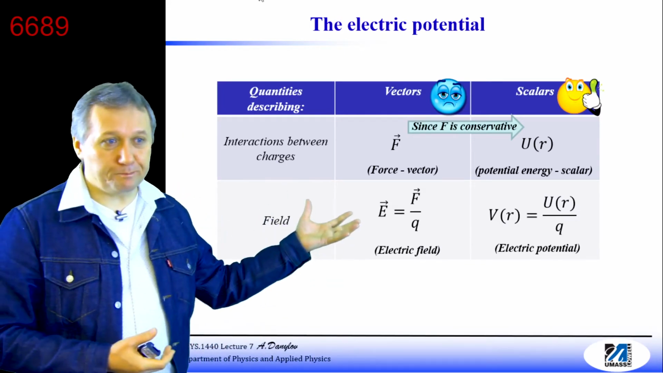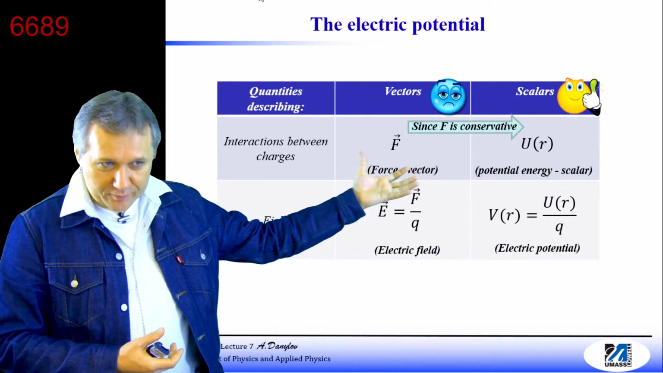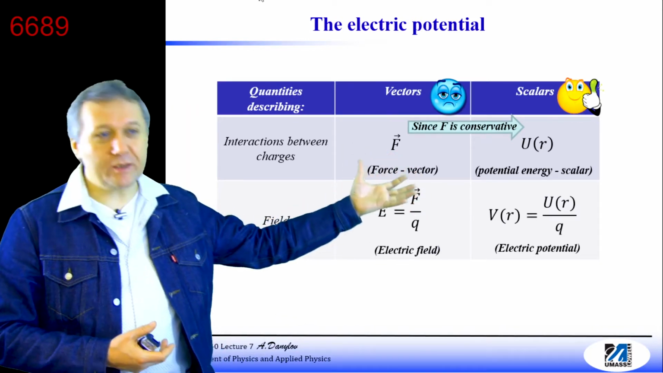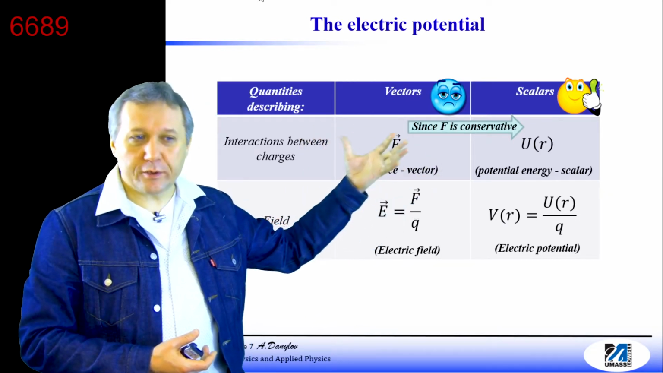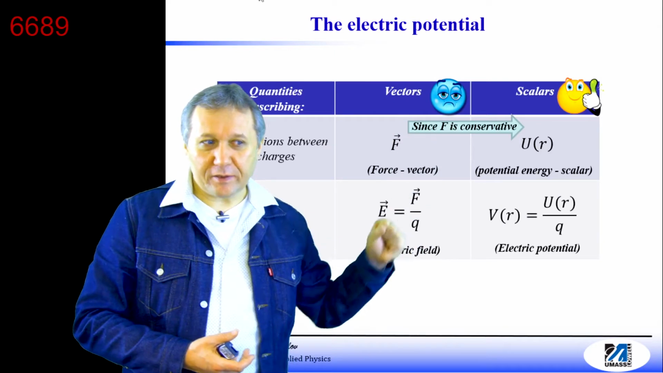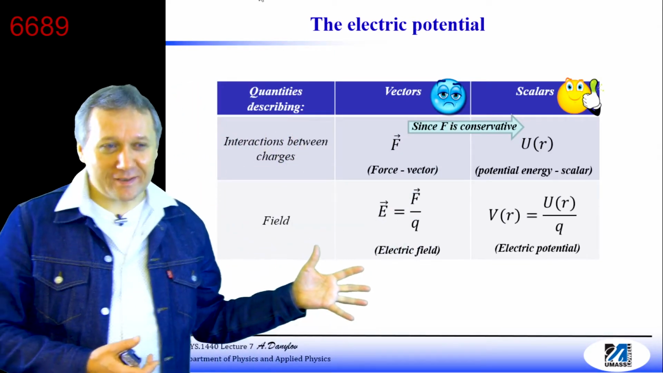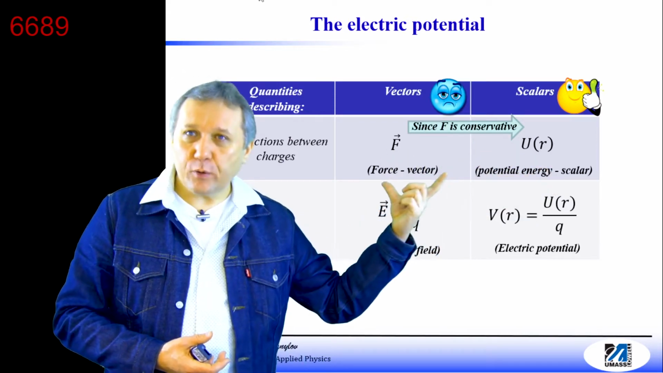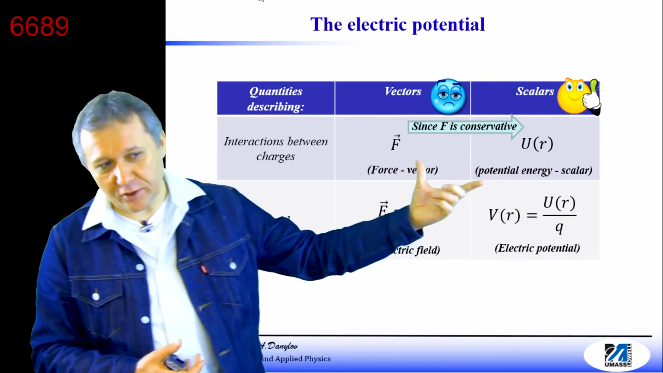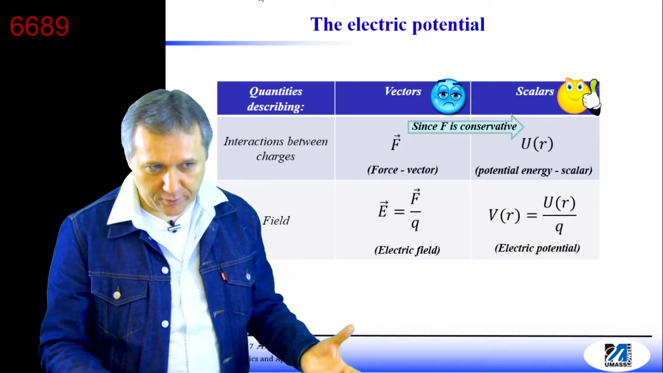First, we replace the electric force, which is of course a vector quantity, and since it is a conservative force, we could introduce the electrical potential energy, which is a scalar quantity. Both of these things, force and the potential energy, describe the interaction.